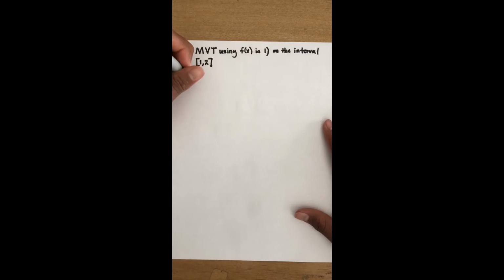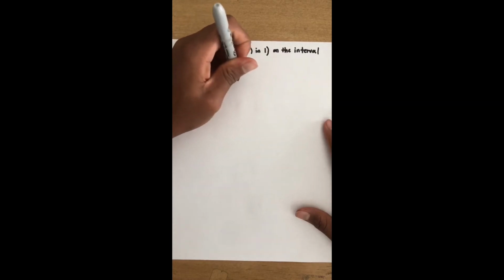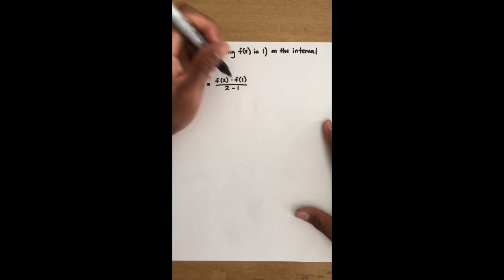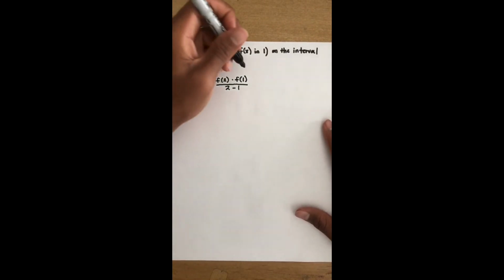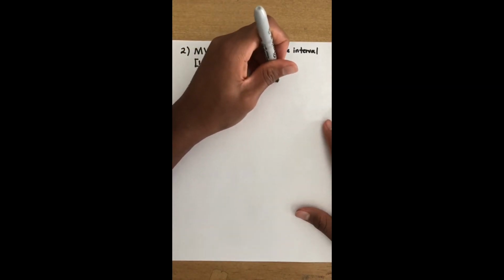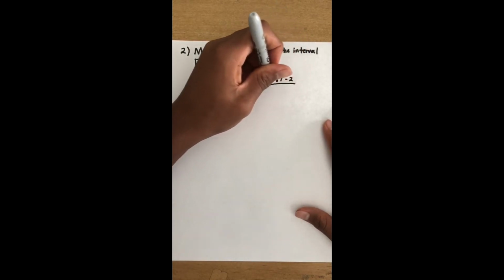Now we're writing out our answer for number 2 using MVT to find f of x in the interval 1 to 2. Right now, Harrison's just writing out the equation for f of c, which is f of b minus f of a over b minus a, right? So now we have him writing out the points, doing the math.